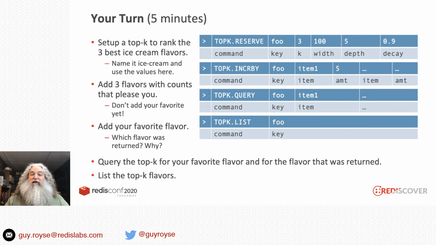Query the top K for your favorite flavor and for the flavor that was returned. And see what you get. And list the top K flavors. And that should give you a nice, good feeling for how top K works. I'll sit here and wait for about 5, maybe 10 minutes for you to work through the exercise.